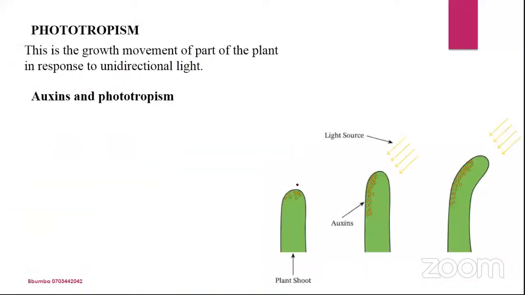We said that auxins were being produced in the tip of the shoot and the roots, and when they are produced, they move downward. These auxins, for some of you who have forgotten, are plant hormones.